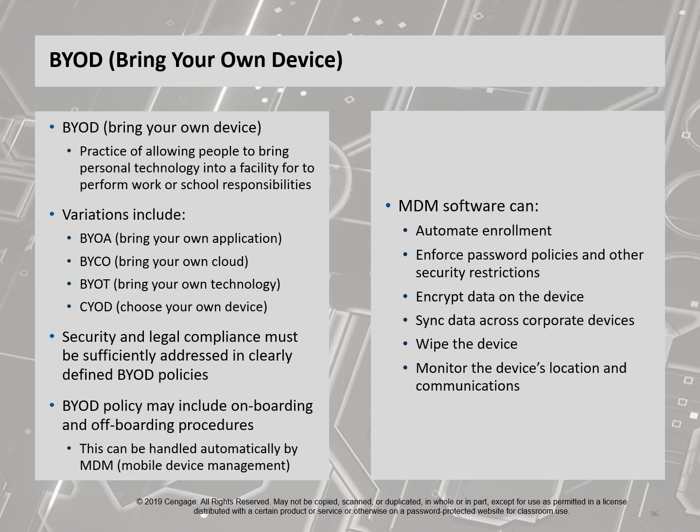So instead of BYOD, where you already have one, choose your own device is where the company supplies you a device based on your job description. So they may give you a particular model of cell phone, they may give you a tablet, they may give you a smart device for authentication purposes. You never know. It just depends on the company. Security and legal compliance must be sufficiently addressed in clearly defined BYOD policies. So again, as I said a little bit ago, you want to make it very clear.